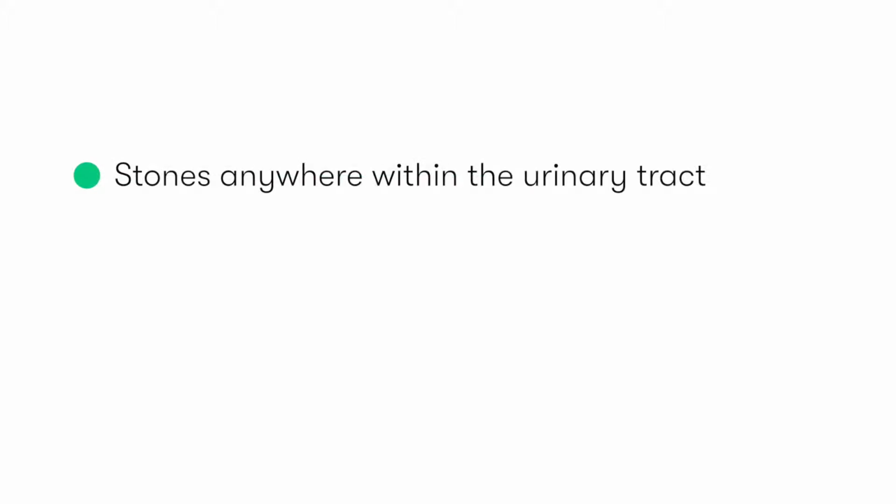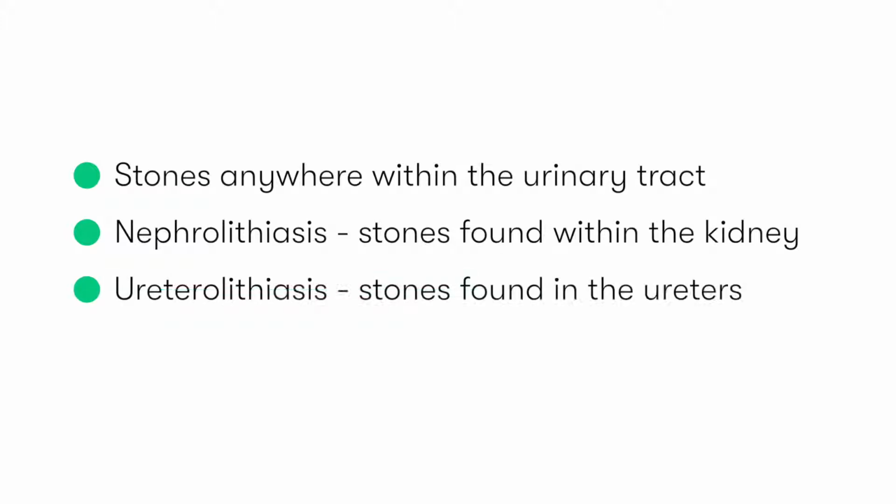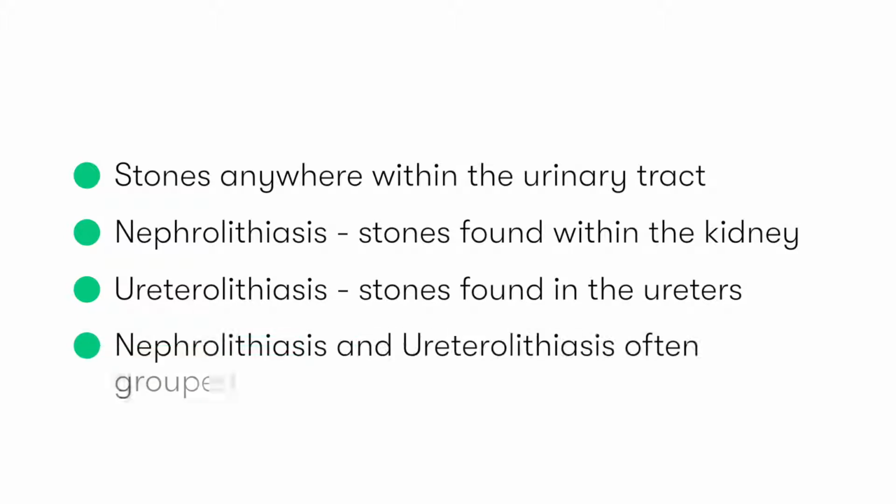Urinary tract calculi are stones that are found anywhere within the urinary tract. We use more specific terms to describe stones in specific locations. Nephrolithiasis refers to a stone that's found within the kidney, whereas ureterolithiasis refers to stones that lie within the ureters. Commonly, regardless of their location, stones tend to be referred to as a group called renal stones.